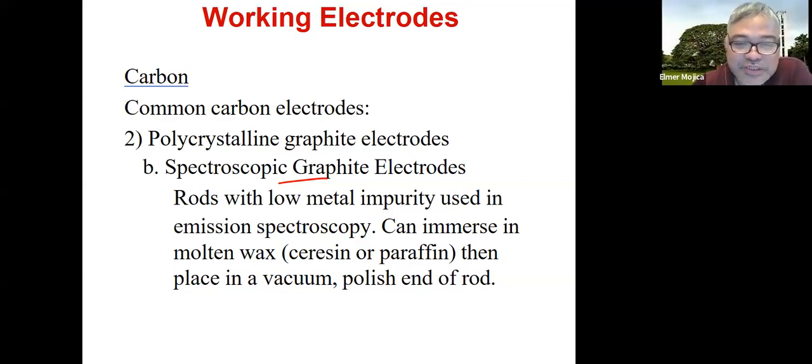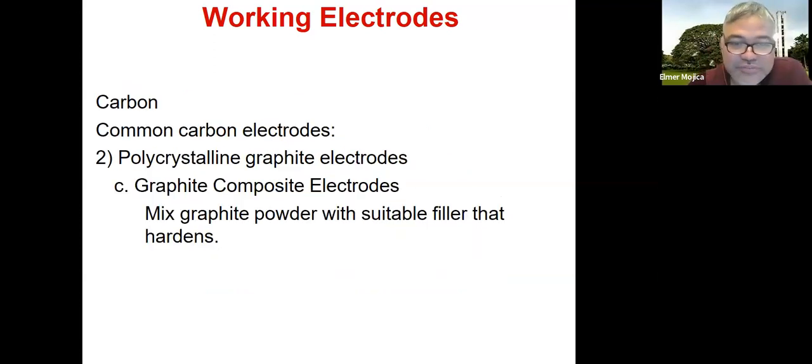So when you have a spectroscopic graphite electrode, just like spectroscopic grade reagents, they are more expensive. So here you have rods with low metal impurity used in emission spectroscopy. You can immerse it in molten wax, ferrocene or parafilm, and then place it in the vacuum, polish the end of the rod. We did not, we went with the one with nujol, that is what we used. Or you can have a graphite composite electrode. So you mix the graphite powder with a suitable filler that hardens. We don't use that. Okay.